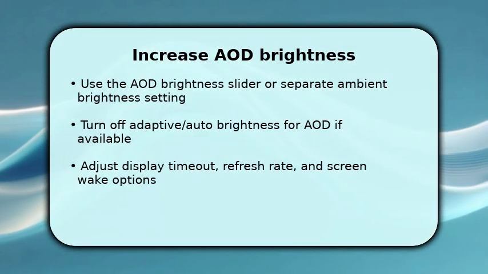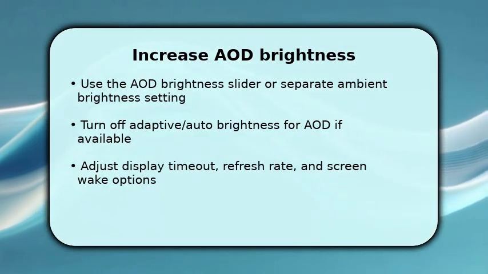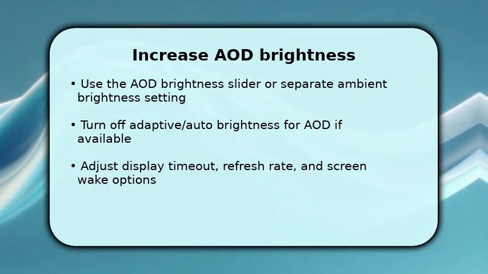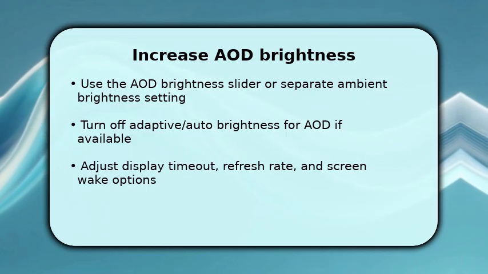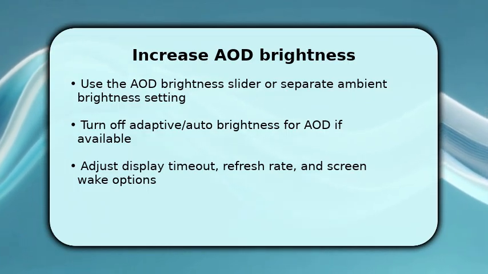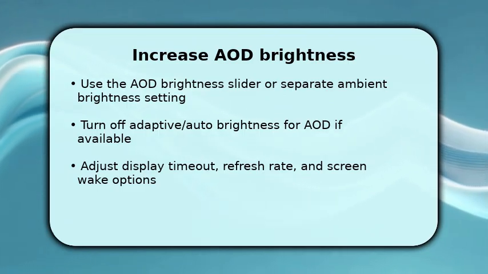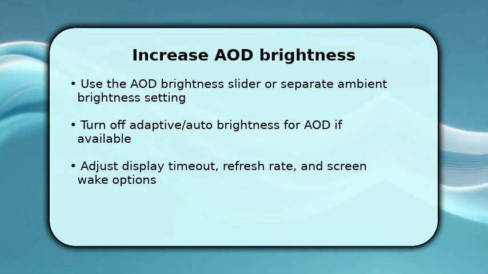Now adjust the brightness controls that directly affect AOD. Use the AOD brightness slider or ambient display brightness. Drag it up until the AOD is readable without overexposing the screen. Turn off adaptive or auto brightness for AOD specifically, because automatic sensors often lower the level.